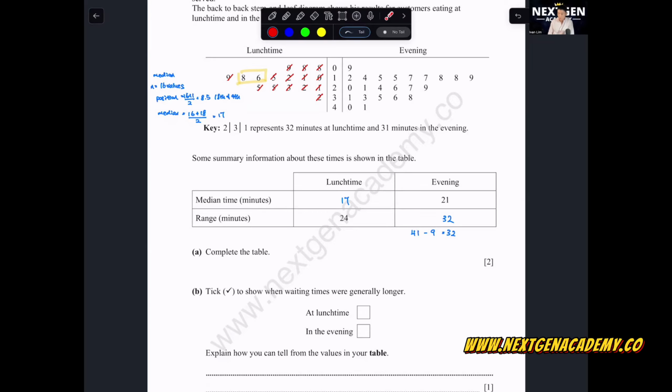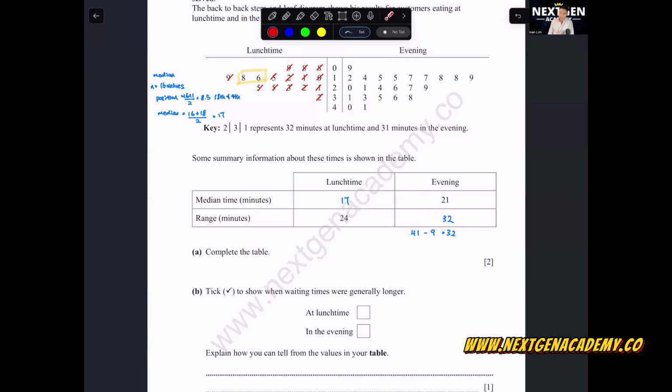Okay, evening. Why is the evening time longer? Because the range is higher. Because the values are larger. Okay, I think both of it. Median, we can consider it like your average time. So it's not range only. Range, actually, is not so accurate, right?